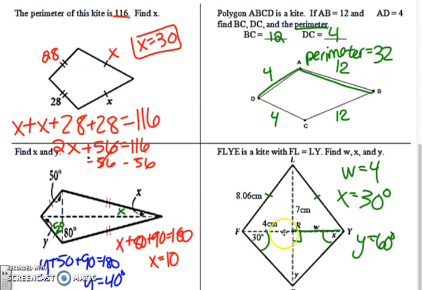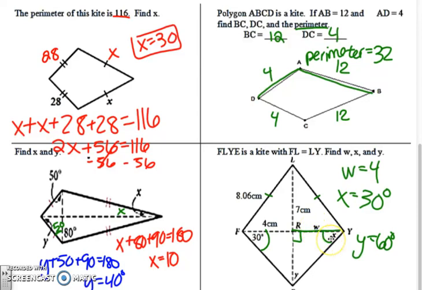Over here, we've got lots of angles and sides going on. So I wanted you to find W, X, and Y. So here is W, and I noticed that it's this exact same piece over here because this long diagonal is going to bisect it. So if FR is 4, then RY is 4. So W is going to be a 4.